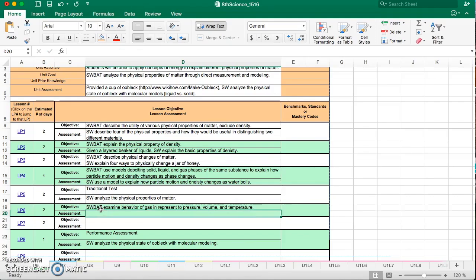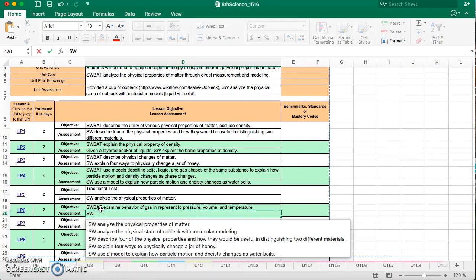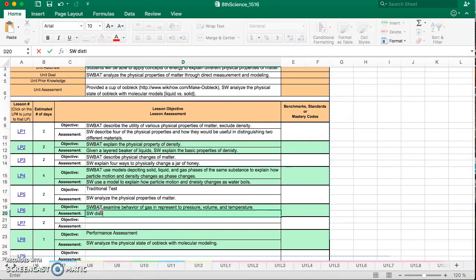Again, I want to make a very clear assessment so I know when we're getting there. So we're going to use a similar verb, examine, distinguish. How we use that verb is important here. Behavior of gas. We're going to examine, distinguish the behaviors of the gas, given 3 different scenarios involving pressure, volume, and temperature.